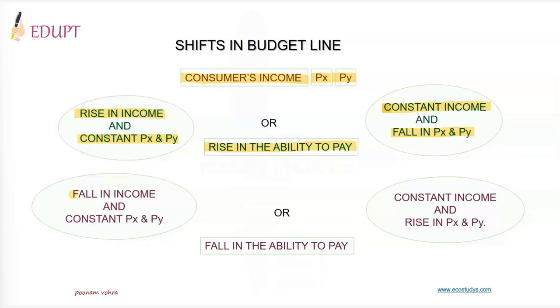Or there could be fall in the income of the consumer with constant prices of both the goods, or income of the consumer remains constant but prices of both the goods rise. So in either of these cases, there will be a fall in the ability to pay. Both the situations will have some impact. Let's continue further to understand.